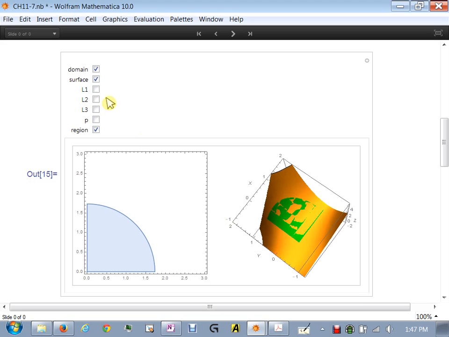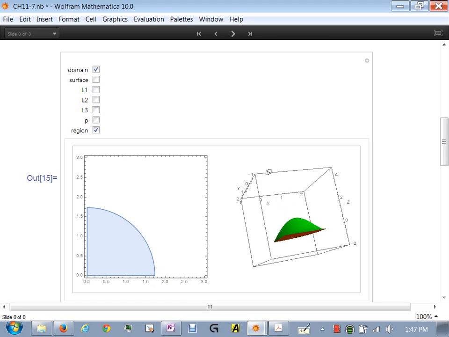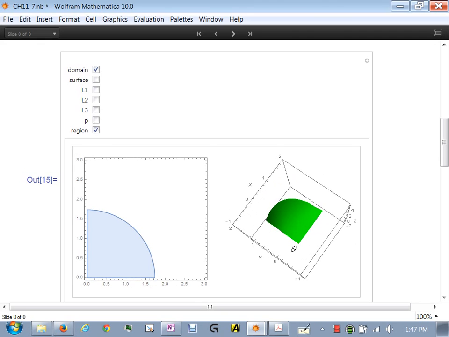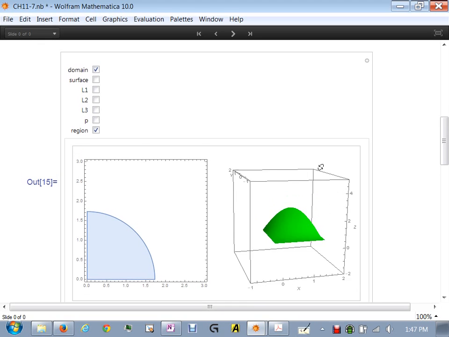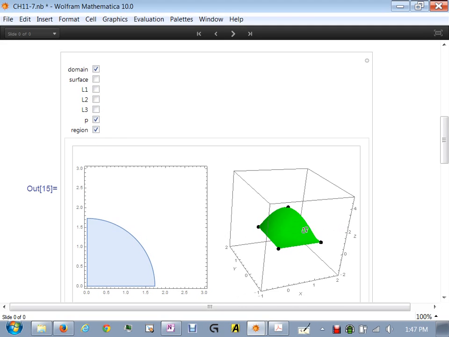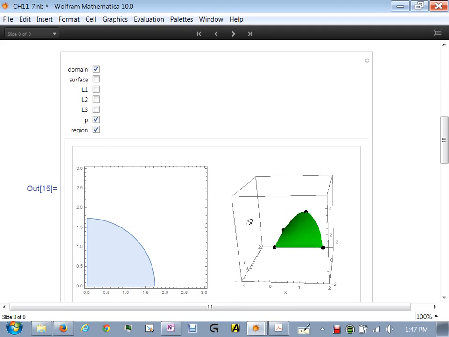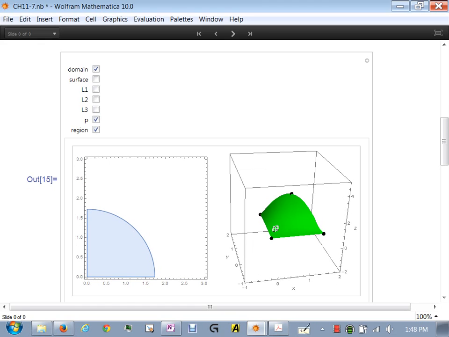Now, I'll take the surface out so you can see that that green piece is just the part of the surface that lies directly above that region. Does that make any sense to you? What we want to know in this calculus class is where are the highest and lowest points on this piece. Where are the highest and lowest points occurring? You don't have to understand how to do it, but do you understand what we're trying to do?